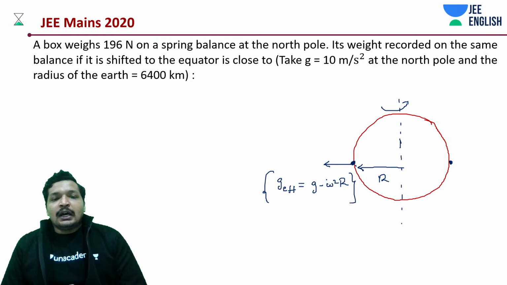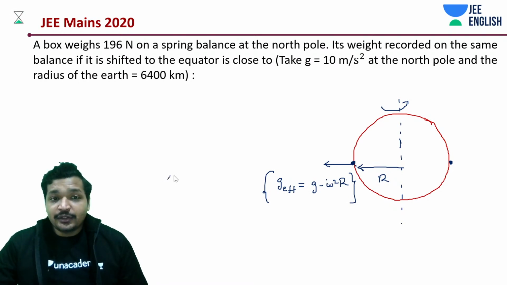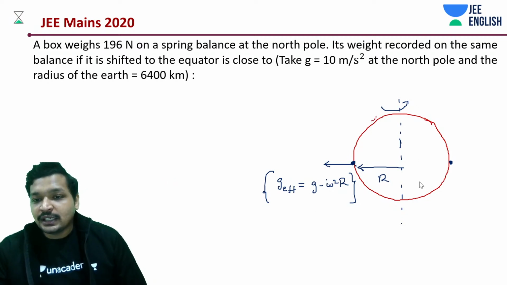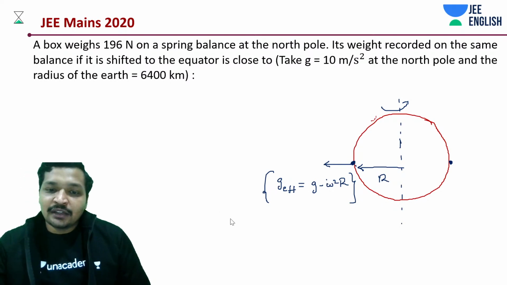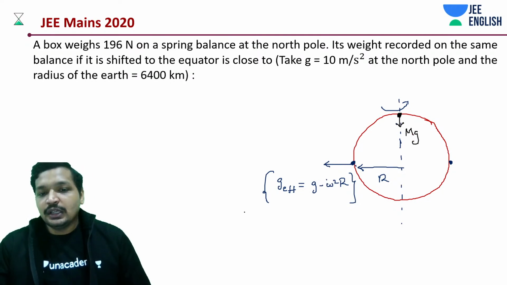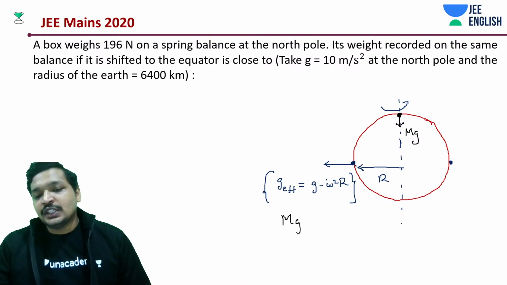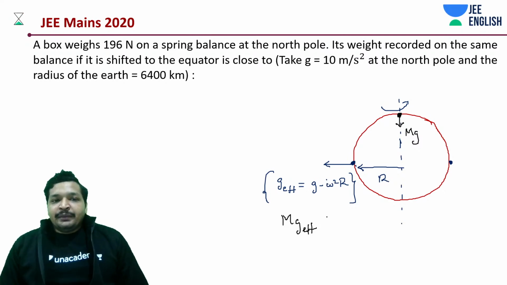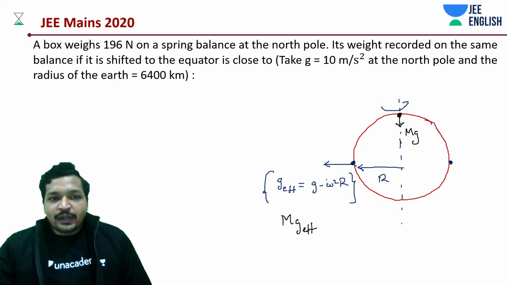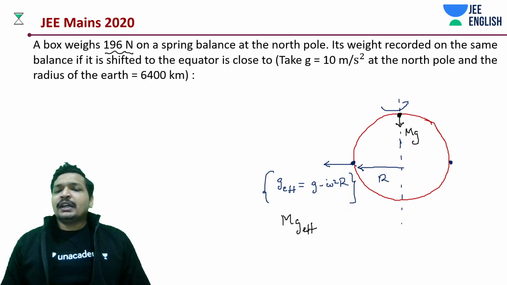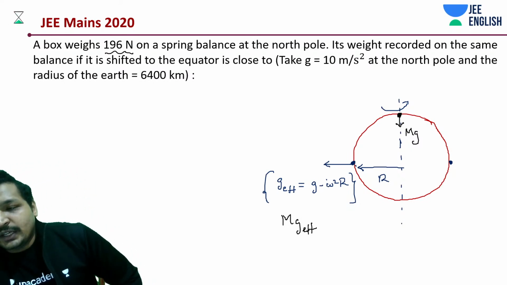So weight is basically going to be something like this. And at this point, when you're measuring, what is the only thing? No centrifugal force effect, etc. So this would just be like mg. Here, if I'm going to measure weight, it's going to be mg effective. So first of all, we know the mg value is given to us as 196, but we need to find out the value of omega square R to know what is going to be the net weight.